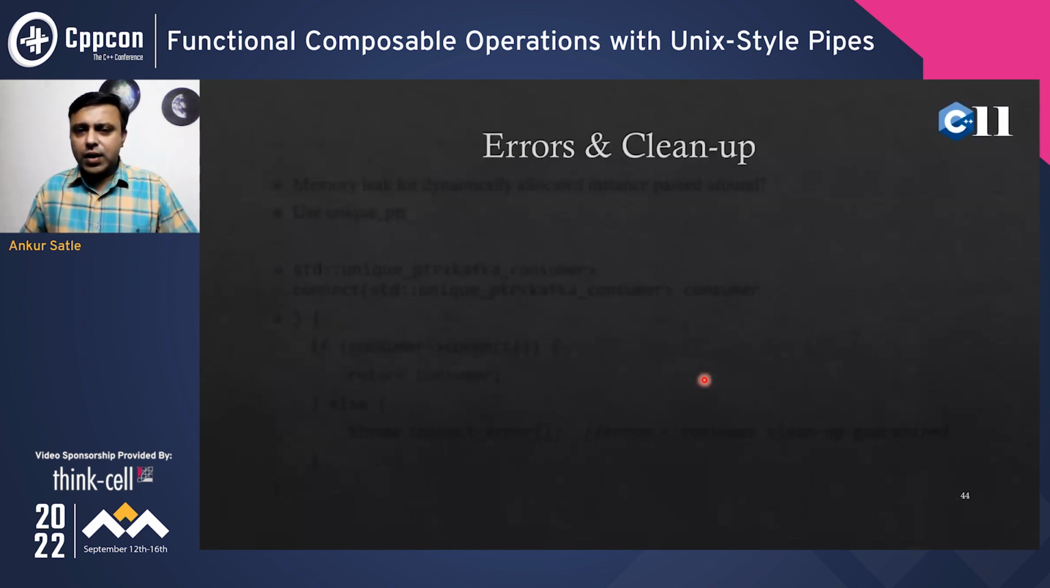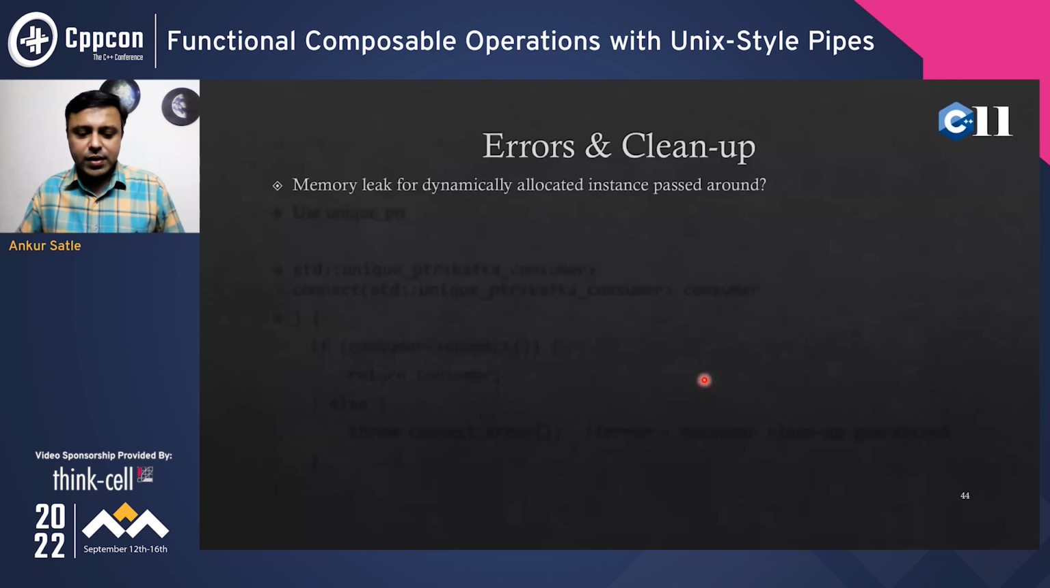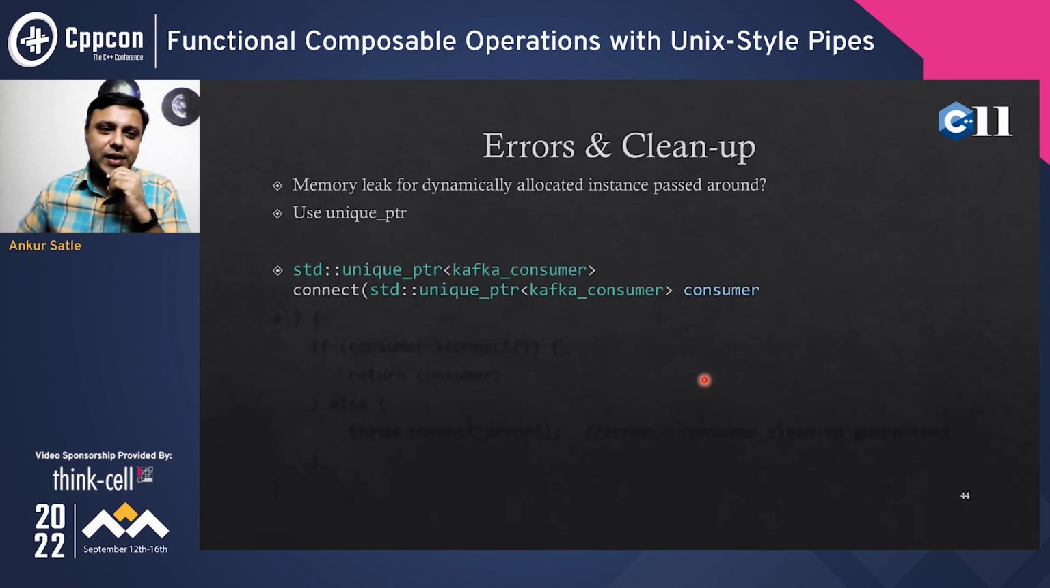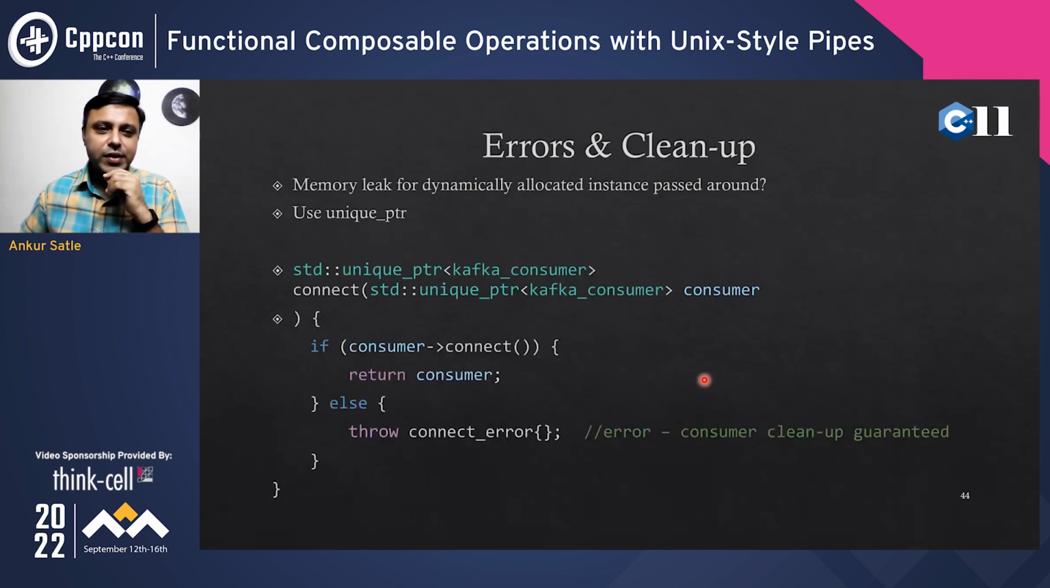Now, errors and cleanup. Of course, we are in functional land. But is memory leak for dynamically allocated instances when they are passed around? Is memory leak possible? Of course, yes. And we have an easy solution from 11 years ago, from C++11, to use the smart pointer, the unique pointer. And as you see here, this connect is working on a unique pointer of consumer. It's taking the consumer and giving back the consumer and just adding the little operation in the middle.